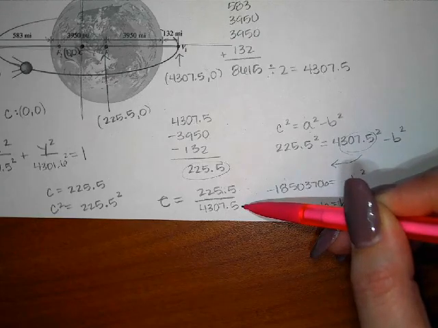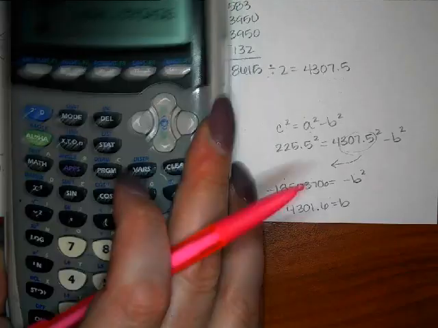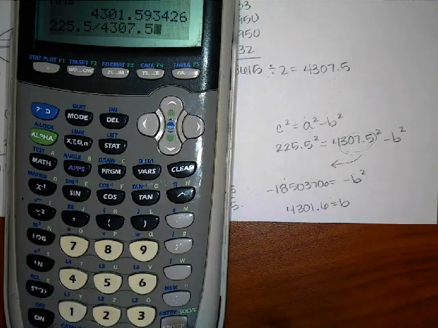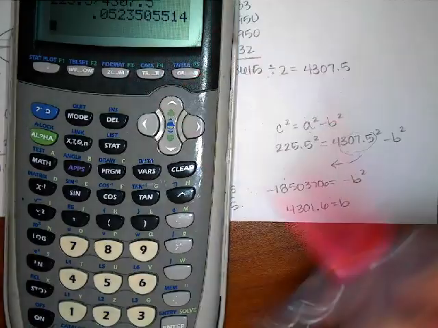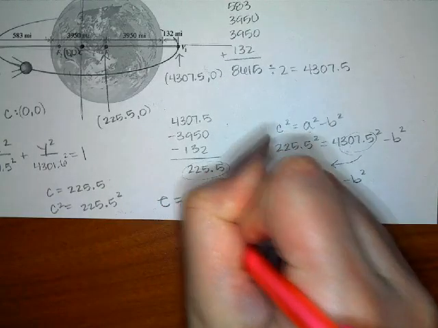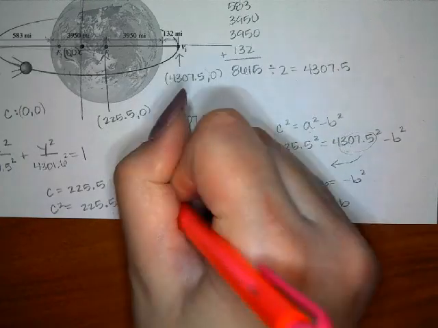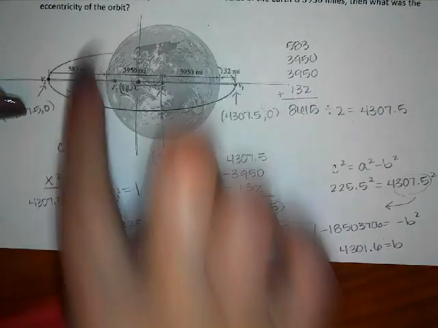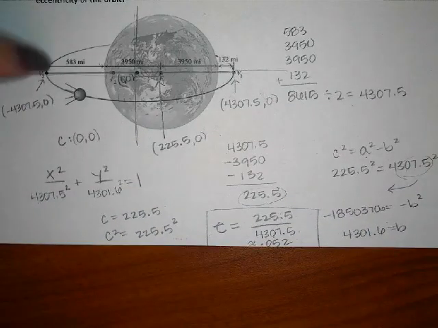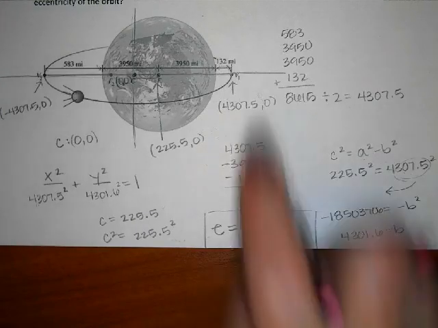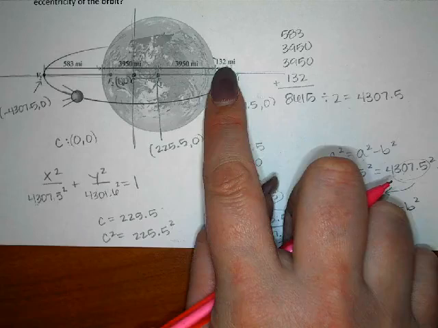The eccentricity is 0.052, which is a number pretty close to 0. So they were doing a very circular orbit, even though it's 583 miles above the Earth's surface over here and 132 miles above the Earth's surface over here. In general, the orbit they're doing is very circular, which is kind of cool. It means the orbit is pretty circular.